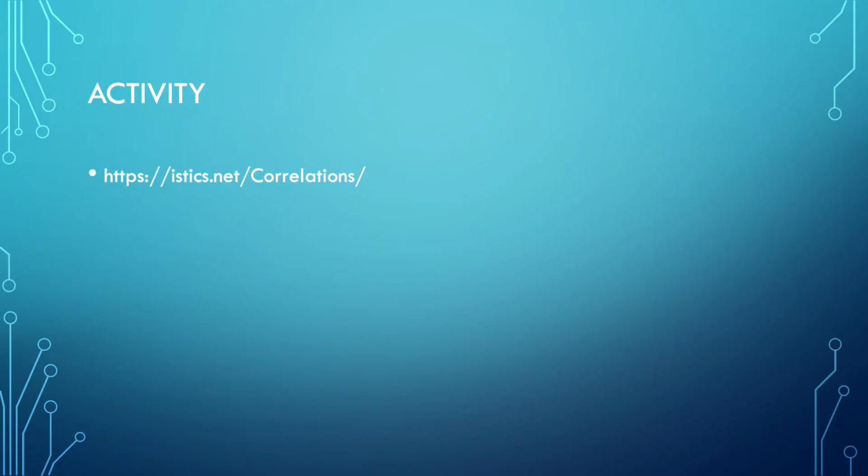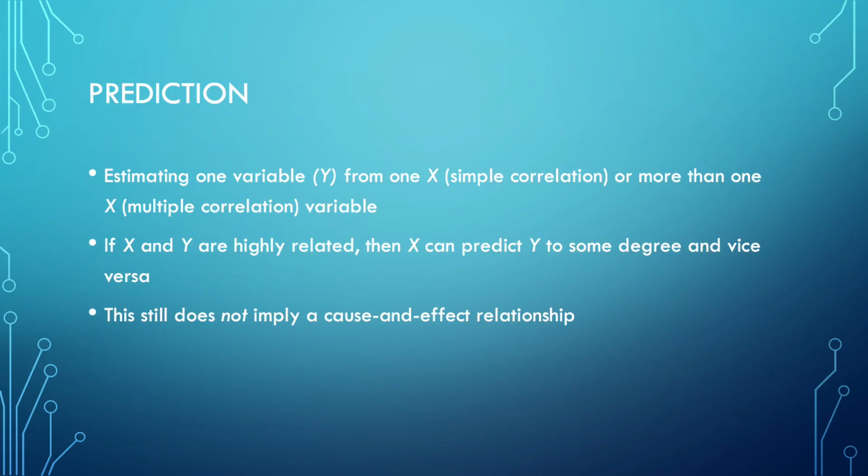This link allows you to practice predicting the different correlations, whether it's positive or negative, or the strength of the correlation. I would really recommend doing some practice so that you can interpret this data visually on an exam. Next, we're going to talk about prediction.